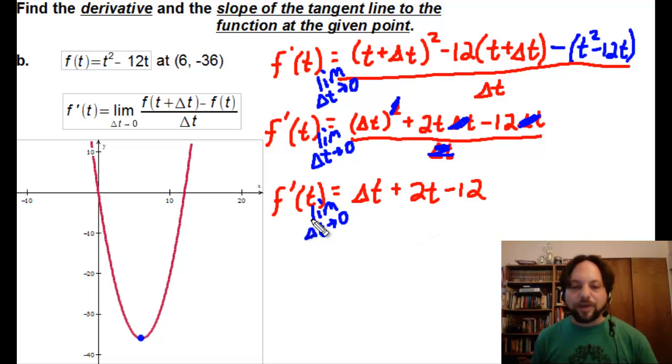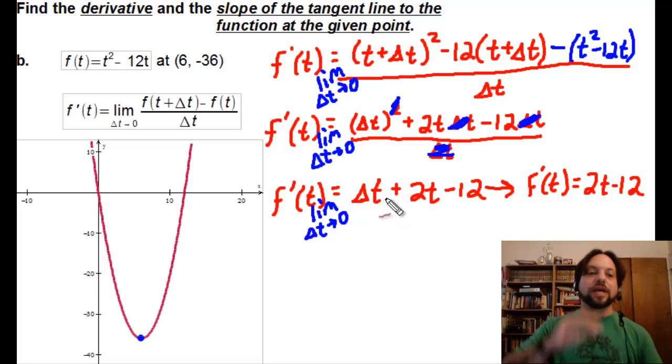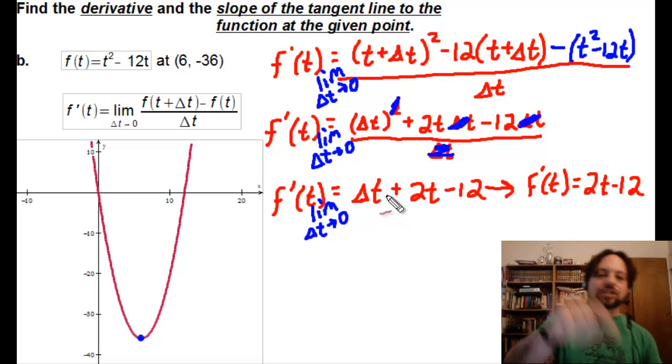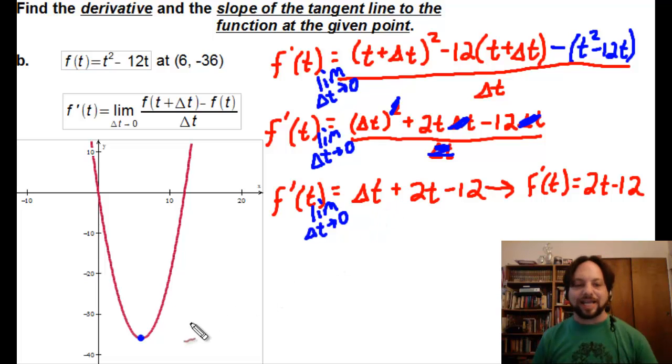All right. Well, if I plug 0 in for my delta t, what am I going to get here? My derivative, it looks like I'm going to get, well, 2t minus 12. So that is my derivative of this function. If I know what t is, I can just plug it into that derivative and it will tell me the slope of the tangent line at that point.